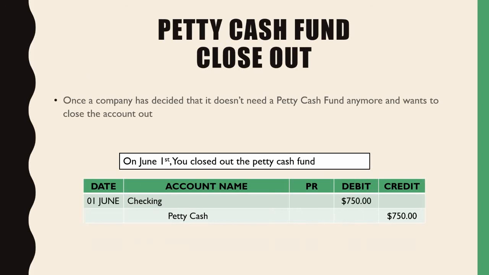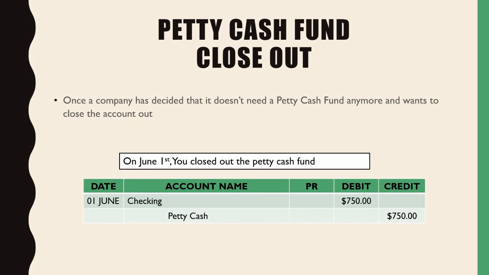And then lastly, if you decide to not ever use the petty cash fund, you can close it out at any given time. So on January 1st, let's say I decide I got a business credit card and I'm going to let whoever wants to check it out take it and use it to pay for their minor expenses. So in this case, I don't need a petty cash fund. It's not going to be useful for me anymore. So how are we going to close it out?